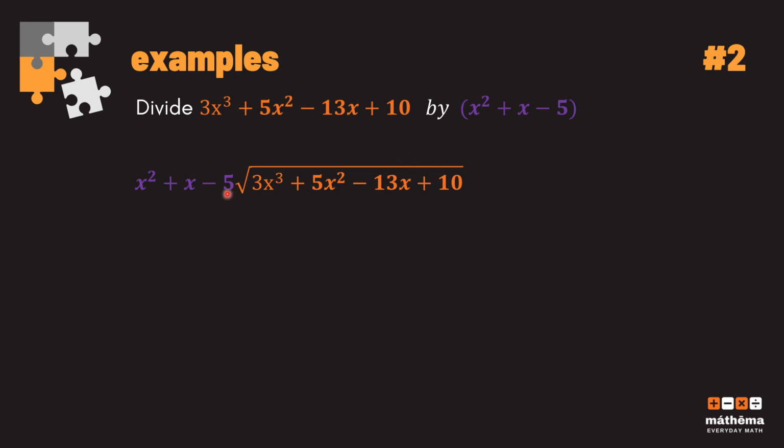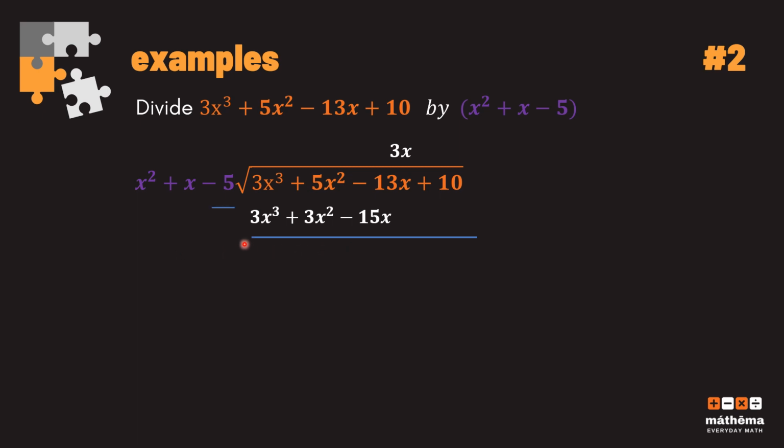First step is to divide again the first term of our dividend by the first term of our divisor. So 3x cubed divided by x squared is just 3x. Remember to place 3x above negative 13x because they have the same degree or exponent. Next step is to distribute 3x to our entire divisor. 3x times x squared will give us 3x cubed. 3x times x will give us 3x squared. 3x times negative 5 will give us negative 15.